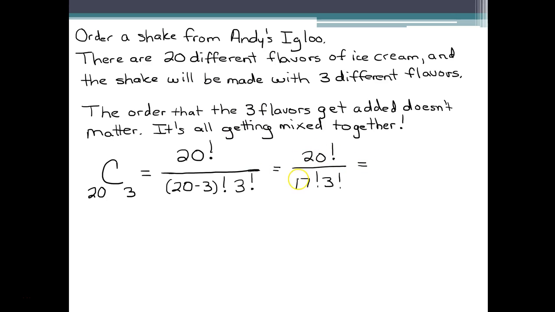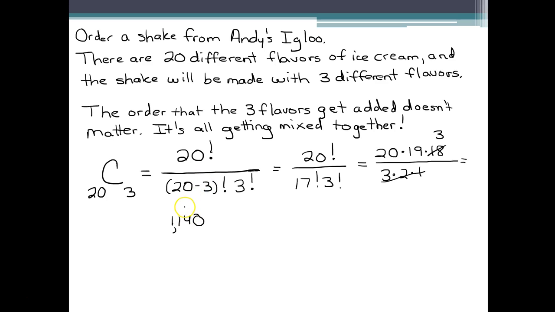All right, 20 factorial over 17 factorial. What's going to happen is 17 on down is going to reduce out. So you don't even have to worry about that. 20 times 19 times 18, and then 17 down all the way down to 1 is going to reduce with this 17 factorial. And then 3 factorial is 3 times 2 times 1, or 6. 6 and 18 reduce down to 3. So you got 20 times 3 is 60 times 19 is 1,140.